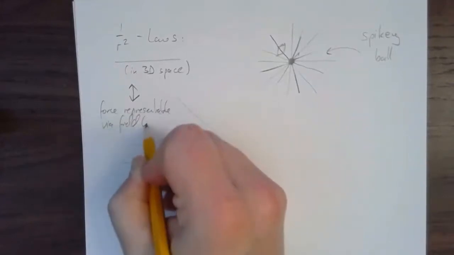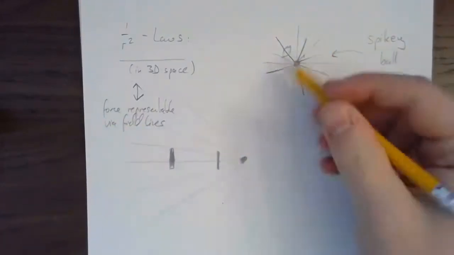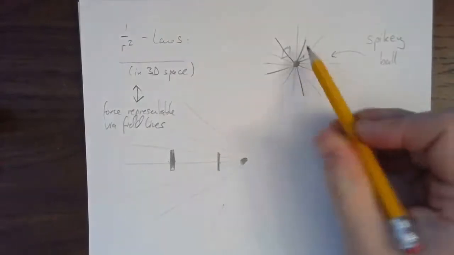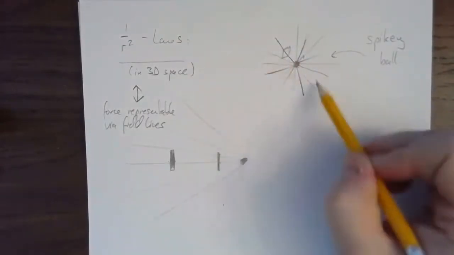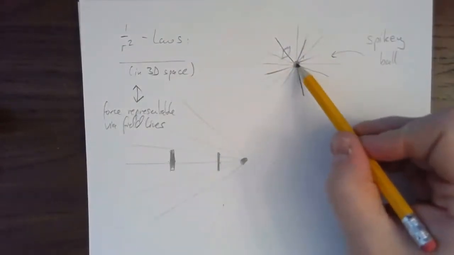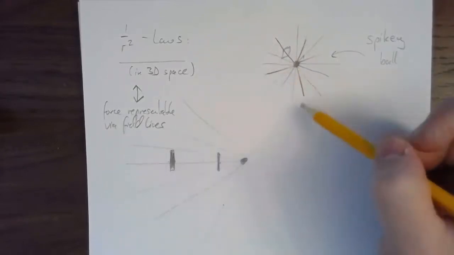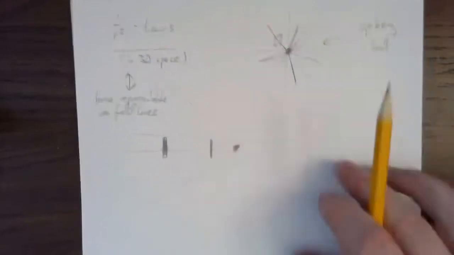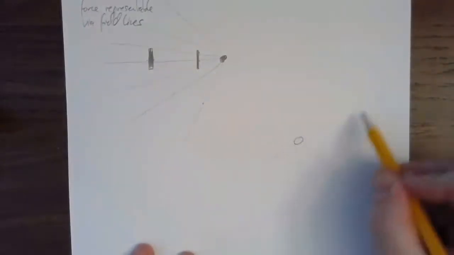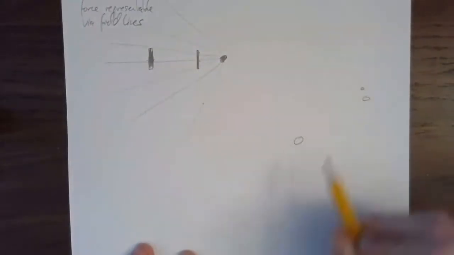Now field lines, they're not just spiky balls for spherical masses. If you've got a different type of mass or multiple masses, you can use the field lines in very clever ways to get an estimate for what the gravitational field looks like. In the case of, there's a planet here with a moon.